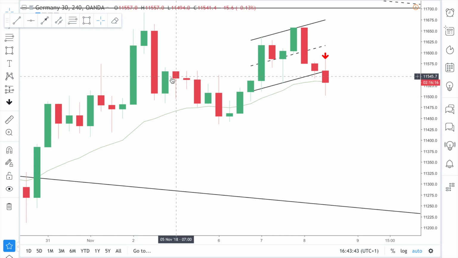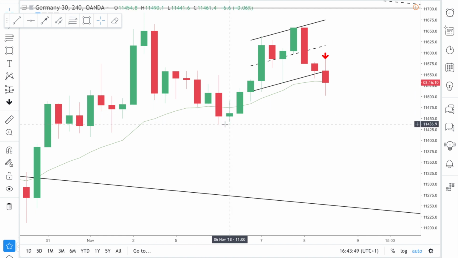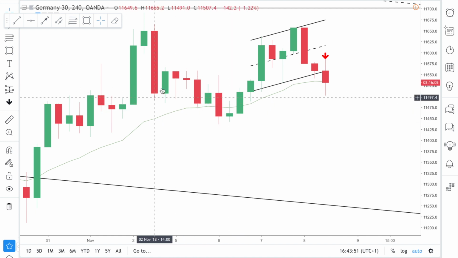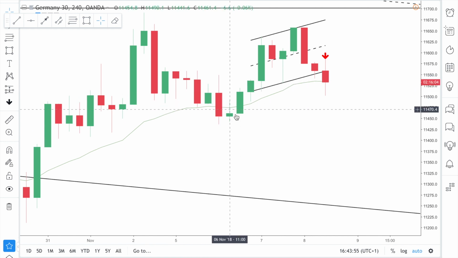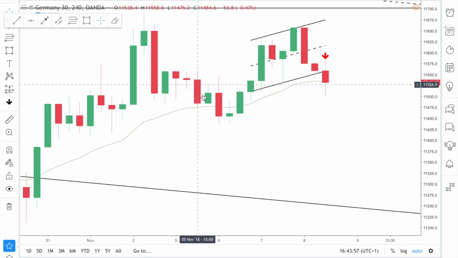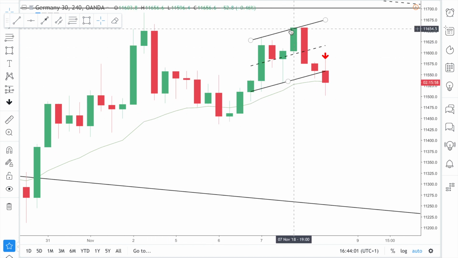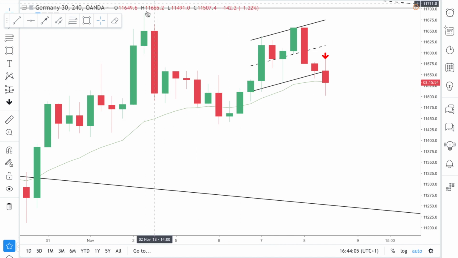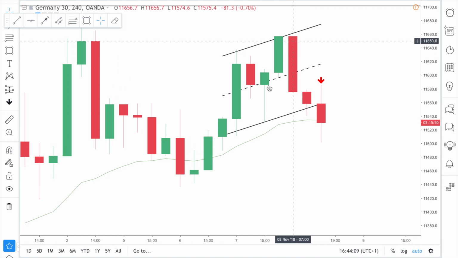One leg down, and then you have this wedge pattern that moves down here, and you can count that as the second leg. So one leg down and then the second leg down. And there's a lot of nested legs in here, and you also got some pullbacks. But you can count that as a two-legged pullback and then continuation up after a two-legged correction to a new high. Okay, we're going to take a look at this leg in here.